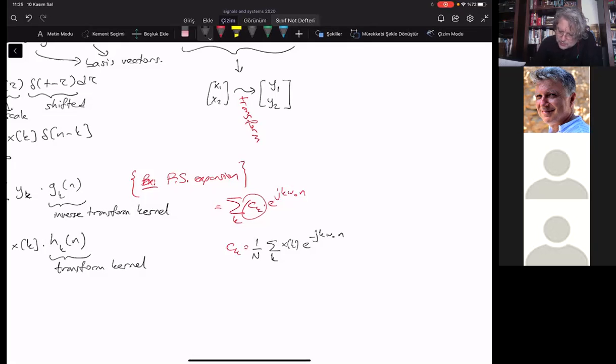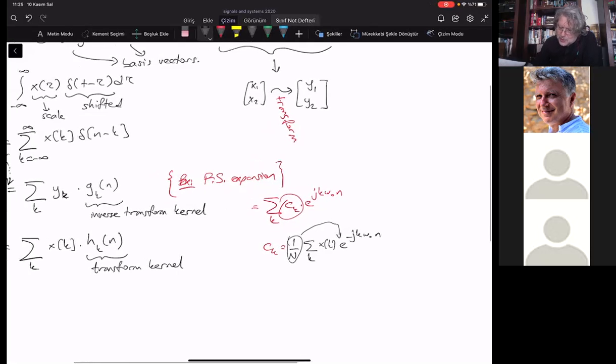So this 1 over N could be considered inside this, because unfortunately the Fourier series transform kernel and inverse transform kernels are not normalized. They're orthogonal but not normal. In order to compensate for the scale, we have to use a 1 over N factor in either of the formulas, the red one or the black one.